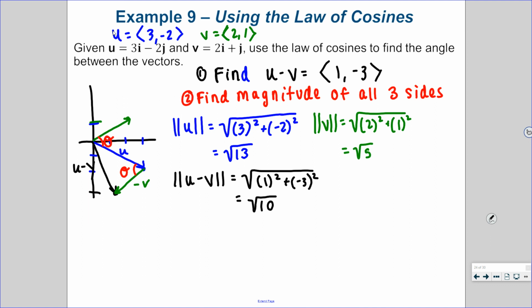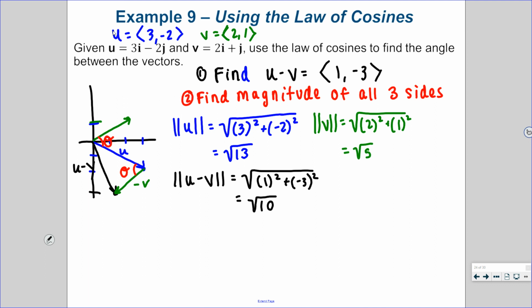So what we just found was the lengths of each of these. If you want to write them in, you can: this is the square root of 10, this is the square root of 5, and this is the square root of 13. So to find this angle, we're going to do law of cosines. You got a 96 class average on the quiz, so everybody knows law of cosines. We all forgot. Okay.